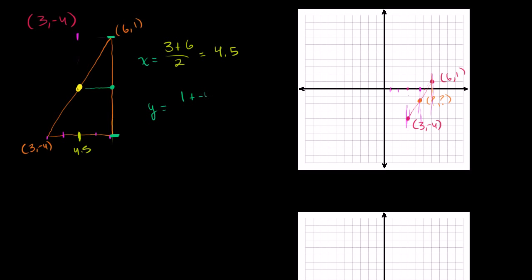1 plus negative 4 over 2. That's equal to negative 3 over 2. Negative 3 over 2. Or you could say negative 1.5. Negative 1.5. So you go down 1.5. It is literally right there.